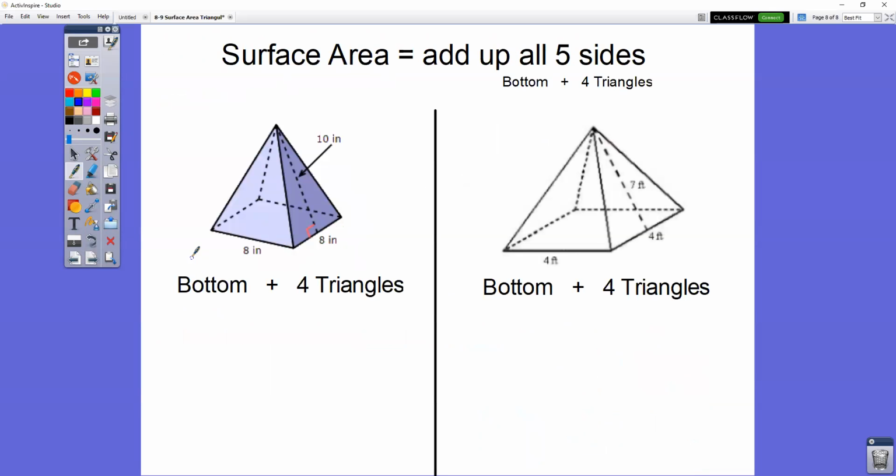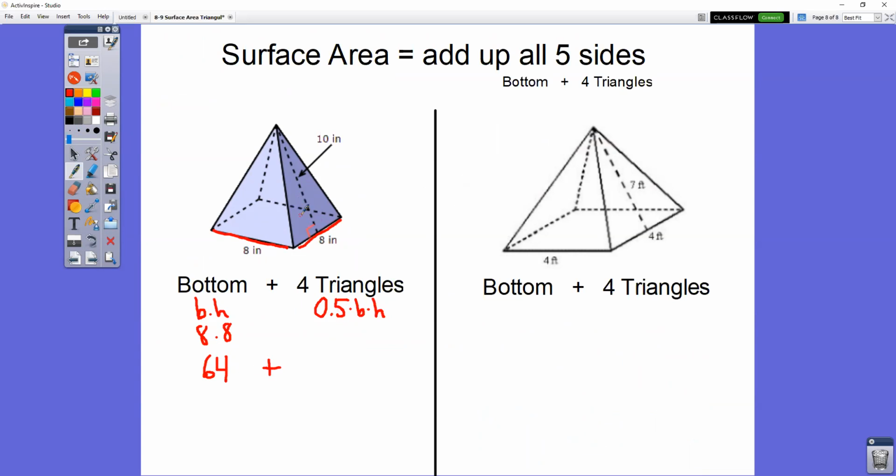Take a look at the next one. In this next one, again, I like to write the formulas. For the bottom, it is base times height. For a triangle, it is 0.5 times the base times the height, or 1/2 times the base times the height. When we're looking at this square bottom, notice that it is 8 by 8. So 8 times 8 would give you 64 for the square bottom.